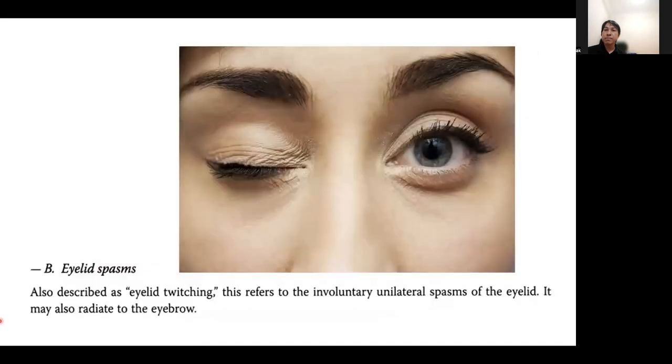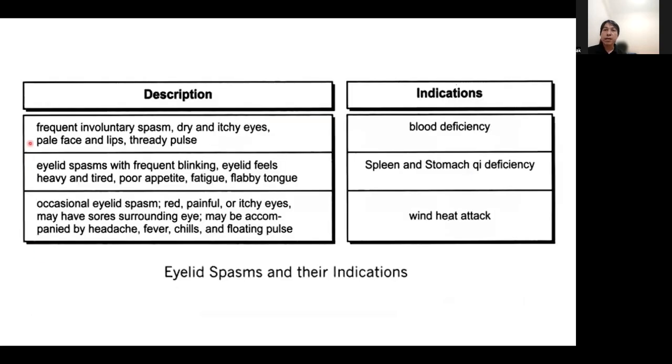Letter B, eyelid spasm. You can see in the picture, eyelid spasm is also described as eyelid twitching. This refers to the involuntary unilateral spasm of the eyelid. It may also radiate to the eyebrow. Eyelid spasm and their indication. If the description is frequent involuntary spasm, dry and itchy eyes, pale face and lips, thready pulse, it is an indication of, remember, blood deficiency.